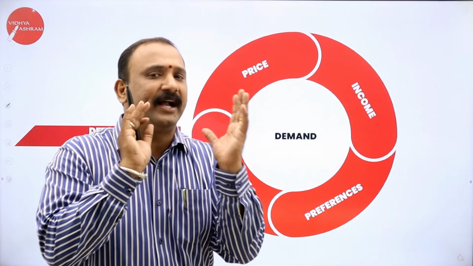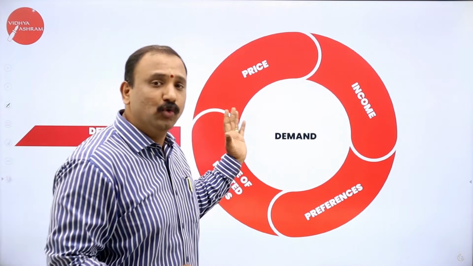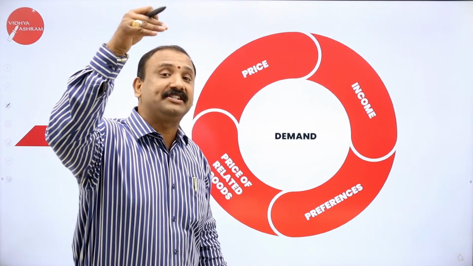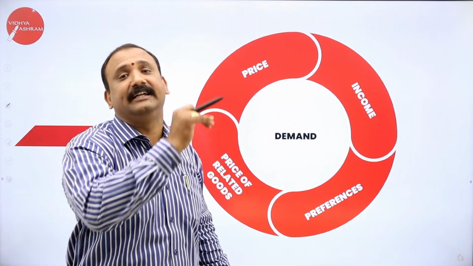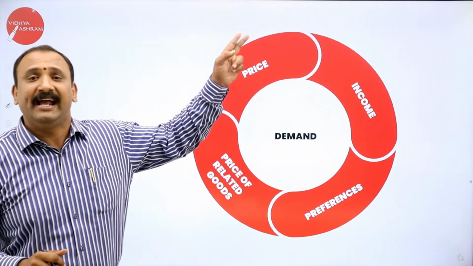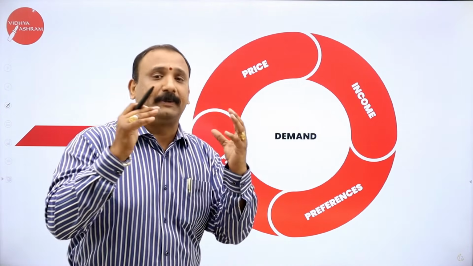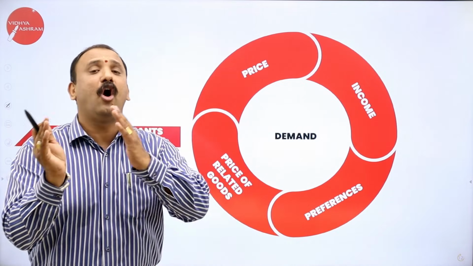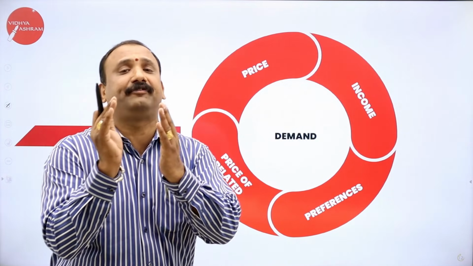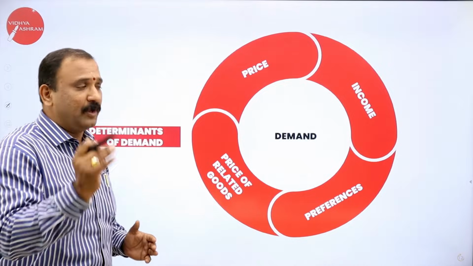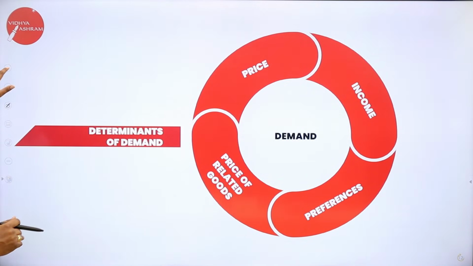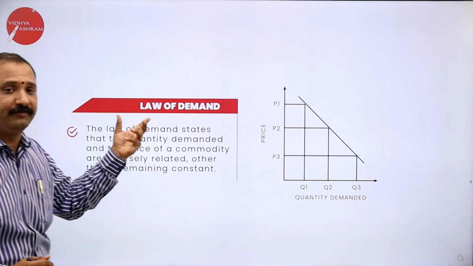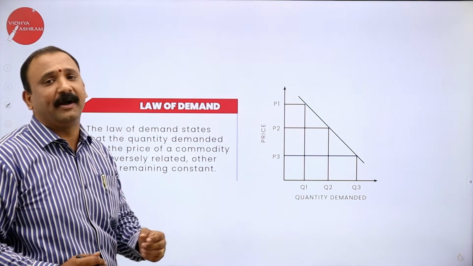You cannot say demand is a one-sided factor. You need to put all these factors together to understand the demand functionality. If the price is too high, the income is too low, or the preferences are not there, or the prices of related goods are better, automatically there will be a shift in the demand. So before going to the demand function, let's understand the law of demand and then get into the demand function.